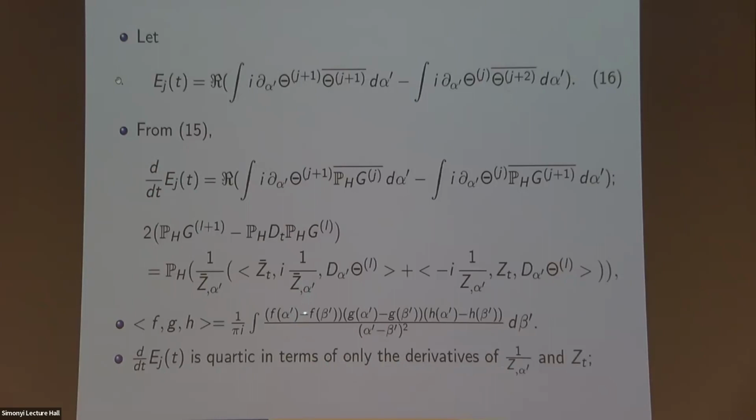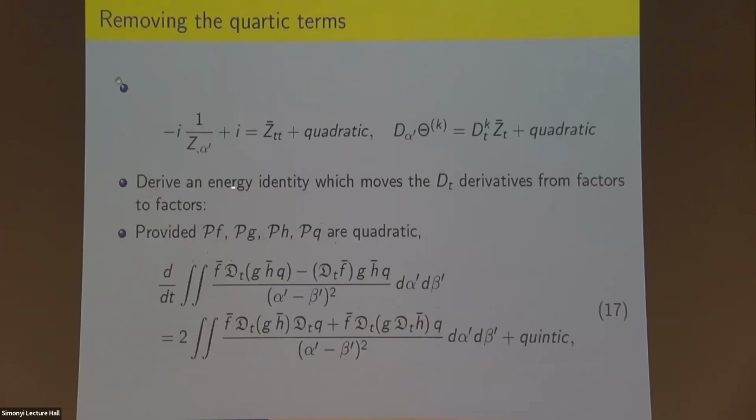I just want to emphasize this difference. This is quartic in terms of only derivatives of 1 over Z alpha and Z_t. So if we want the right-hand side to be small, we don't need Z_t and 1 over Z alpha small, only their derivatives to be small. This is the relation I talked about earlier. Now we have derivatives scattered term by term, so you want to make sure you can move the derivatives to even them out. Then we need an energy identity which moves the material derivatives from factor to factor.